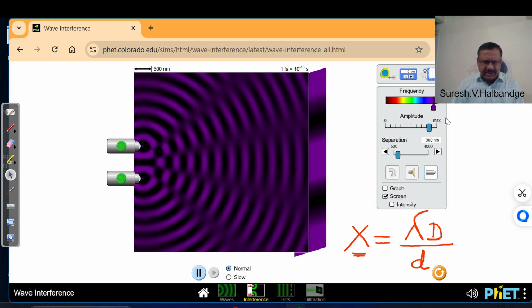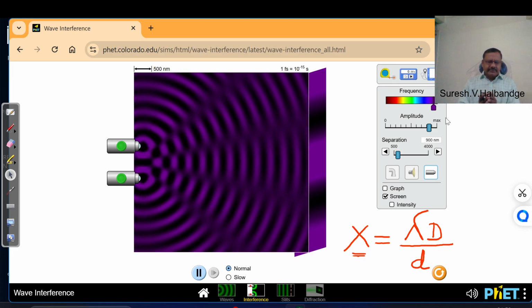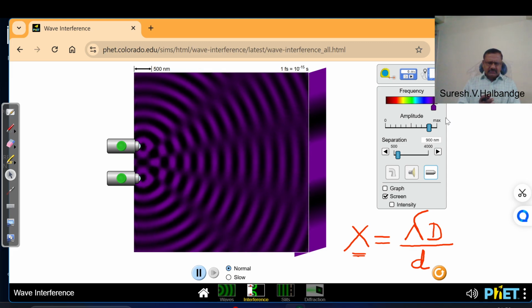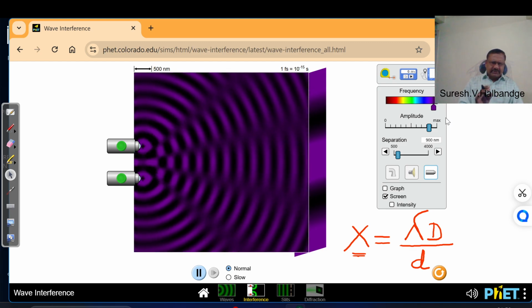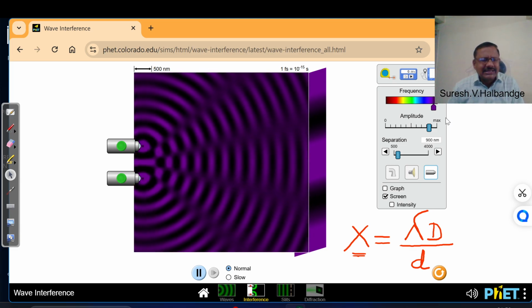So, dear students, here what we have observed is the interference pattern using the double slit experiment. Now we observe that this phenomenon using the simulation is very easy to understand the concept of interference.